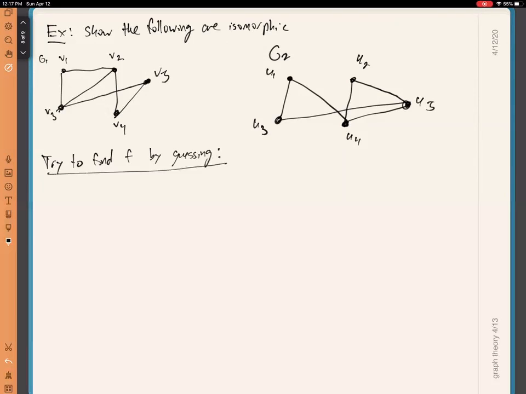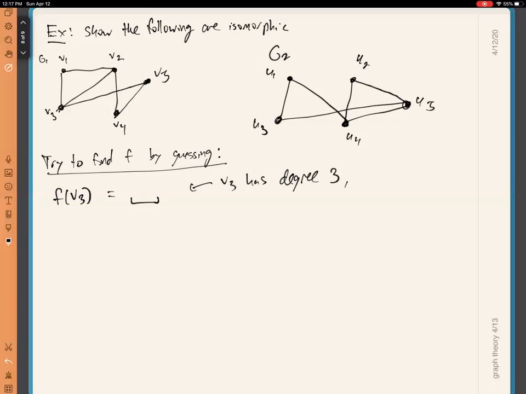Right. And so we're going to begin with, let's say, v3. So what am I going to send f of v3 to? Well, notice that v3 has degree 3. If I look at the picture, v3 is connected to v1, v2, and v5.